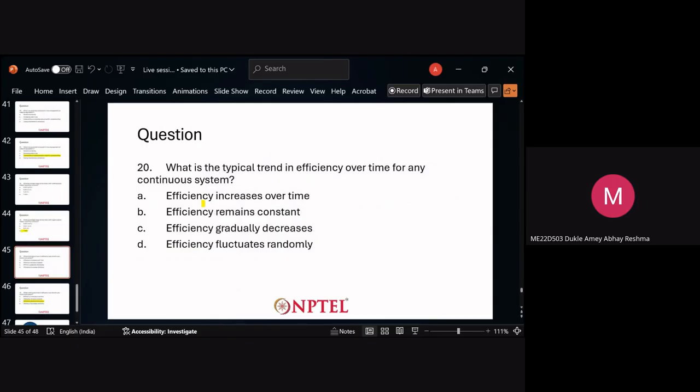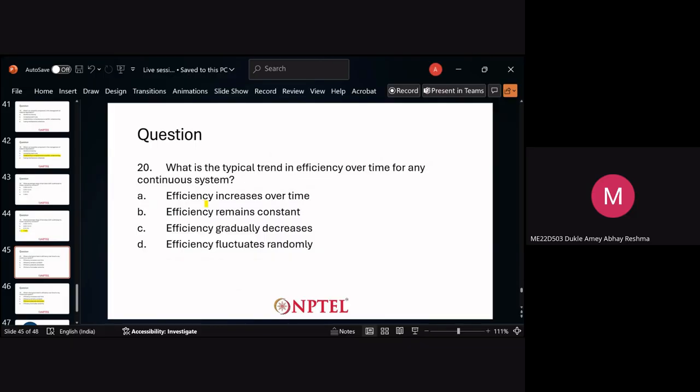And moving to the 20th question, what is the typical trend in efficiency over time of a continuous system? Efficiency increases over time, efficiency remains constant, efficiency gradually decreases, efficiency fluctuates randomly.